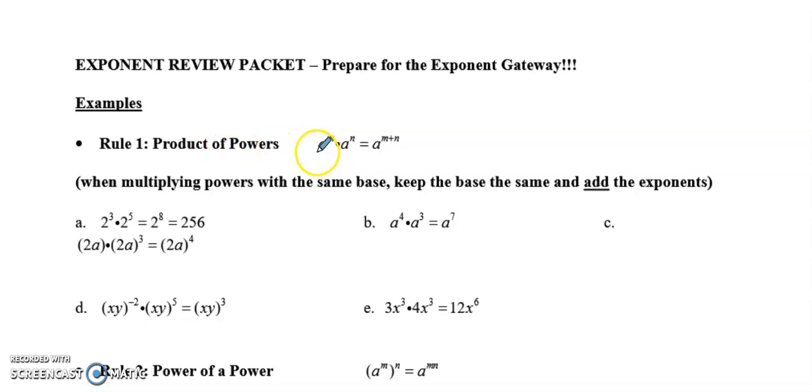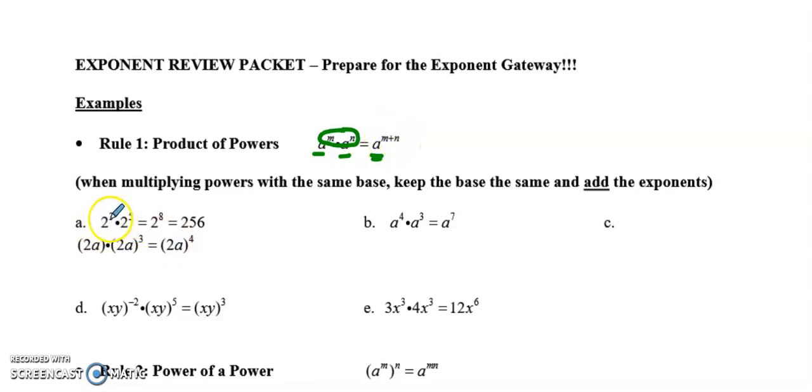So what that means is if you have exactly the same base, so we have a base of A here, we have a base of A here, what you're going to do is you keep the base the same. So I have a base of A. I kept the base the same of A, and then I'm adding my two exponents. So that's A to the m plus n.